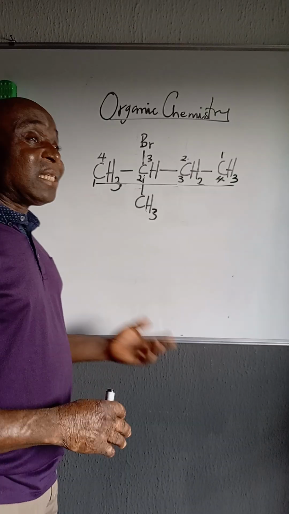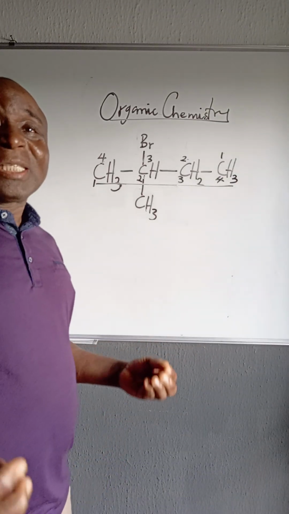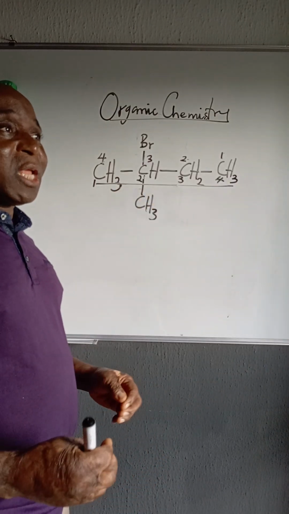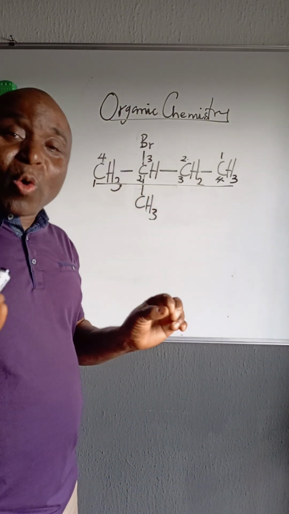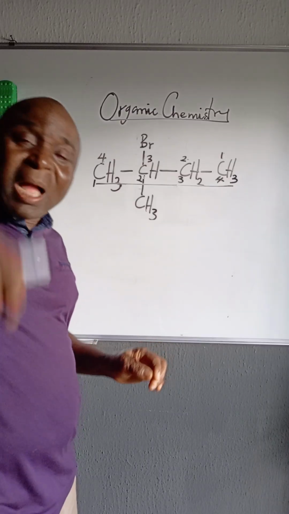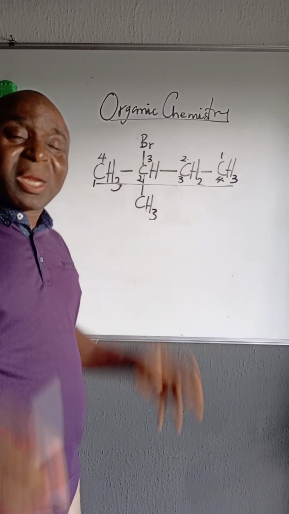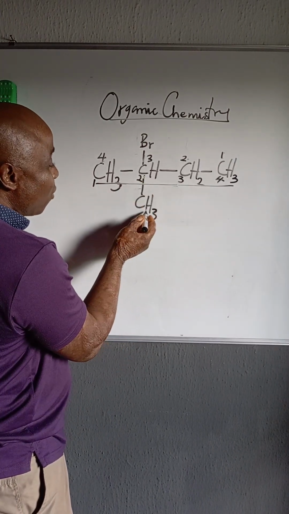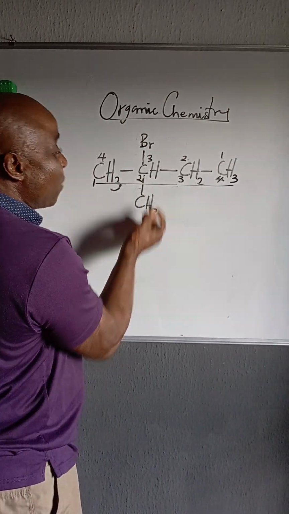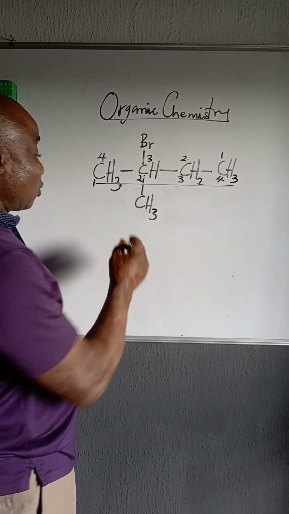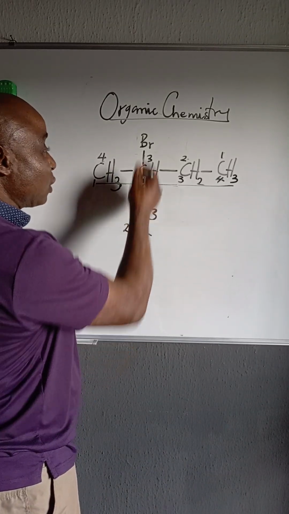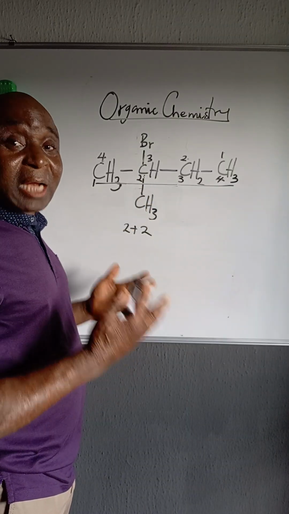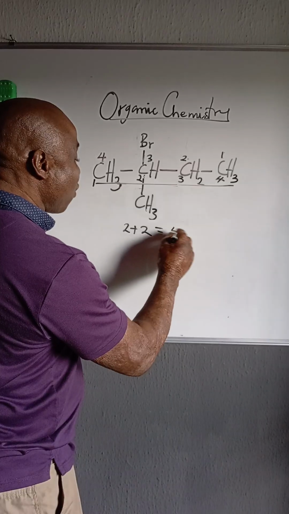Okay, the next is to find out, if we number in both directions, which direction will give us the lowest sum of the numbers of the carbon atoms that bear the branches. If we go this way, we discover carbon number 2 bears both branches, the methyl group as well as the bromo. So we have 2 plus 2, because there are 2 branches on the same carbon atom. Then that gives us 4.